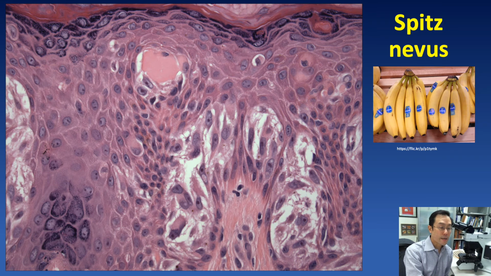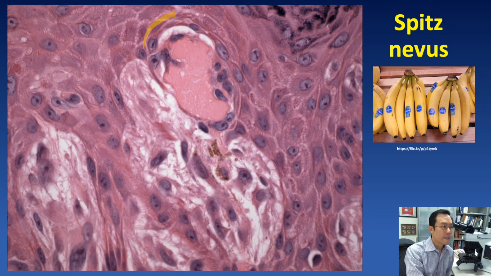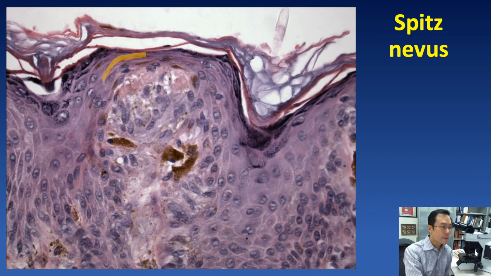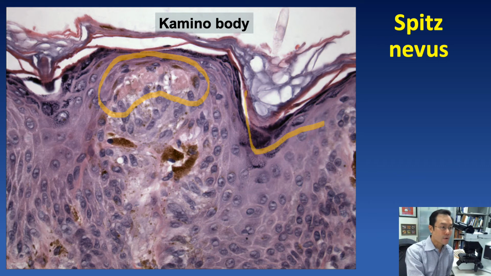The Kamino bodies appear as pale eosinophilic globules, usually aligned along the dermal epidermal junction. Semi-extreme close-up. And sometimes they can come in handy when the clusters of bananas are not showing themselves as well as we'd like them to. Notice also the background acanthosis and hypergranulosis.